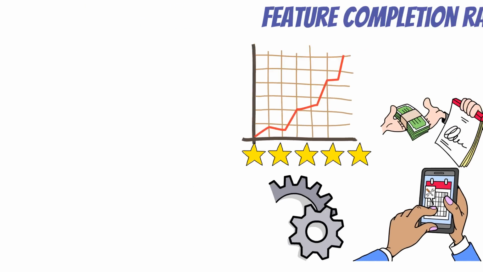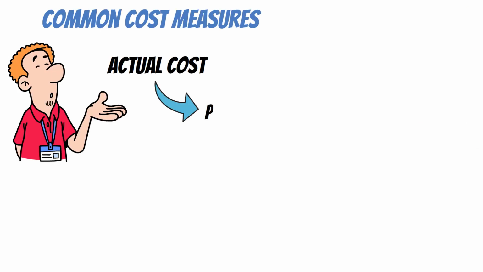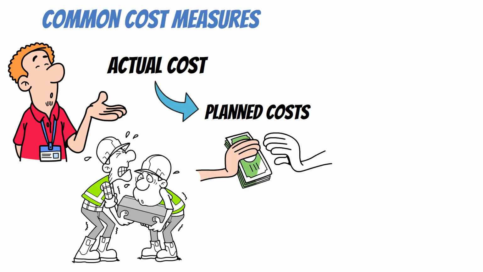Now let's talk about the common cost measures. This includes things like actual costs compared to planned costs. This compares the actual for the labor or resources to the estimated cost. This is also called the burn rate.